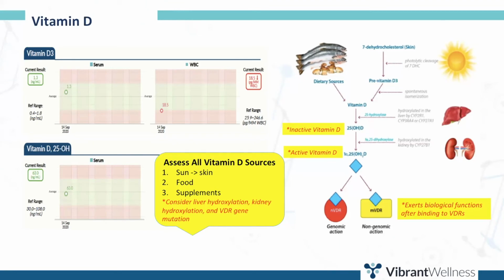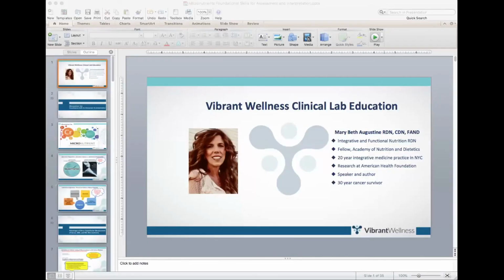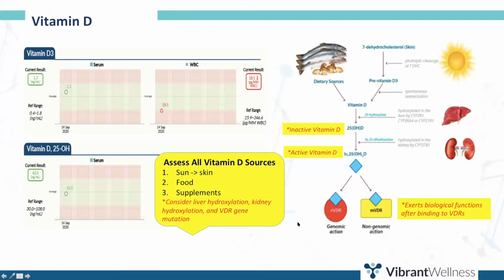And then at the cellular level, you have either genomic action or non-genomic action, either in the membrane vitamin D receptor or the nuclear vitamin D receptor. So that's where you have the biological functions of vitamin D after it binds to those vitamin D receptors in the tissues and the cells.